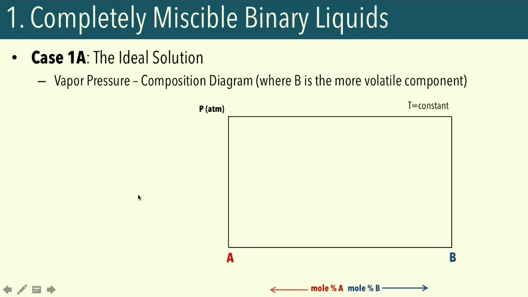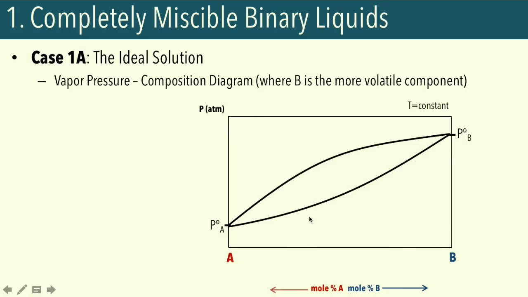With all these in mind, we can actually plot a vapor pressure composition diagram. For our particular example, we'll be using B as the more volatile component. Since B is more volatile, its pure vapor pressure is going to be higher compared to that of A, so we can plot that here. The vapor pressure of B is going to be around this value, and we expect that the vapor pressure of pure component A is going to be lower. To complete our phase diagram, we'll connect these two points with a sort of bubble like this.